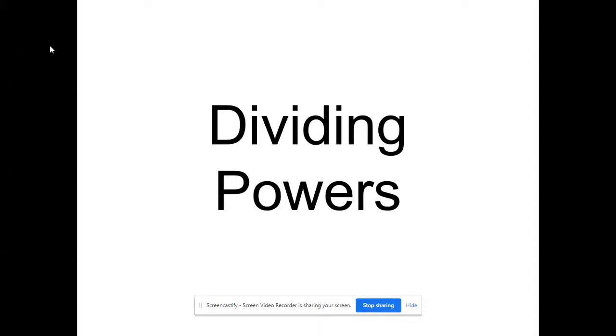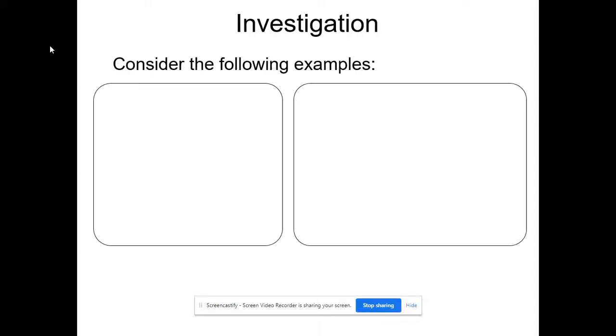Dividing powers. So we're going to start with a quick investigation. We're going to look at some examples. Example number 1 has the question 3 to the power of 5 divided by 3 to the power of 2. So 3 to the power of 5 is 5 3s all written out being multiplied together. And 3 to the power of 2 means you're going to multiply 3 by itself twice, so 3 times 3.